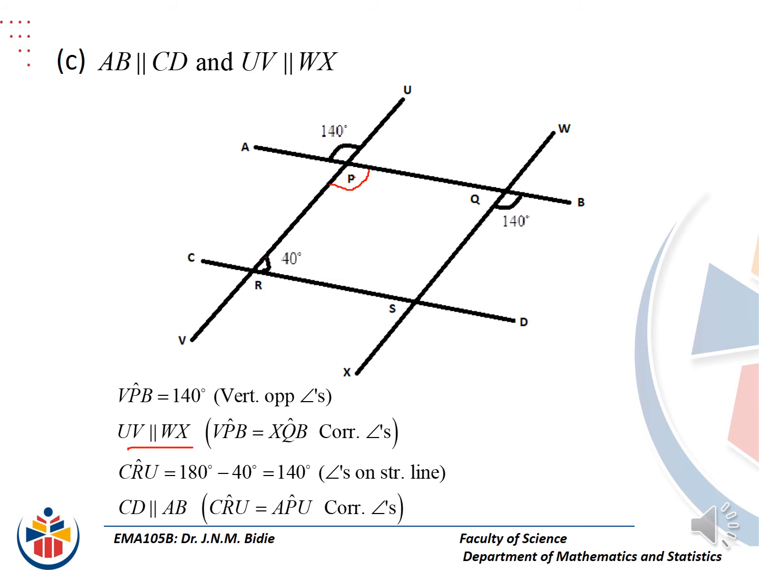I'm trying to figure out what that angle is. CRU. I use angles on a straight line. That means I'll get 140 degrees. And therefore, CRU and APU are corresponding angles. So it means that, therefore, CD and AB are parallel.